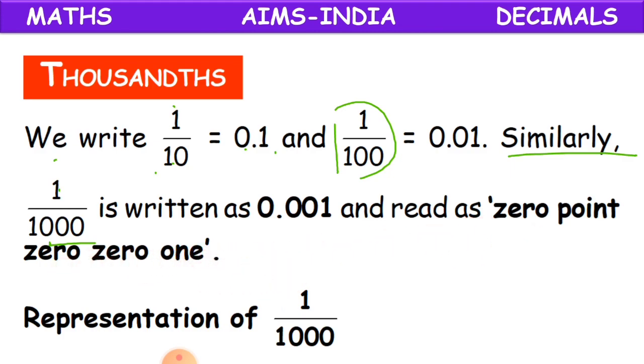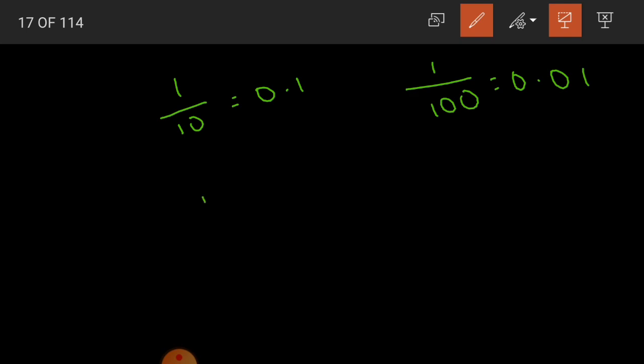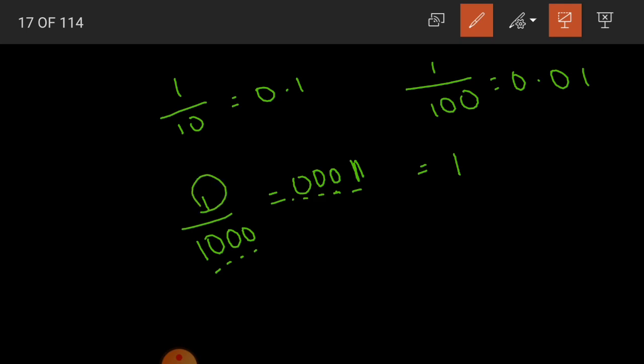Now in the same lines, 1 by 1000 is written as 0.001 and read as 0.001. Representation of 1 by 1000. Again, what are they saying? In the same way as 1 by 10 is equal to 0.1, 1 by 100 is equal to 0.01, what will 1 by 1000 be equal to? Again, here the denominator is a 4-digit number. So we have to write the numerator also as a 4-digit number. Write 1 here, and for the remaining 3 digits we will place our zeros. Yes, 0001 is nothing but 1 only, that is the numerator.